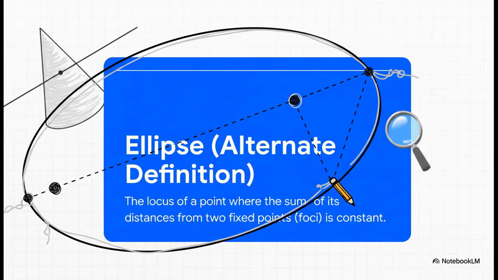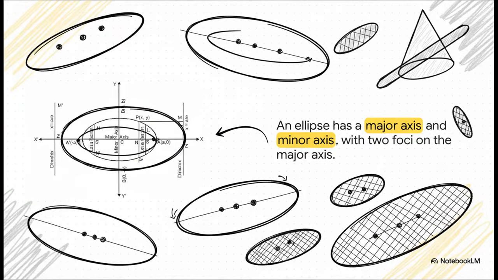It's like pinning a loop of string at 2 points and tracing it out. You'd get a perfect ellipse every time. And this shows you the basic anatomy. The longest distance across is the major axis, the shortest is the minor axis. And those 2 foci, they always live somewhere on that major axis. The farther apart they are, the more stretched out the ellipse looks.